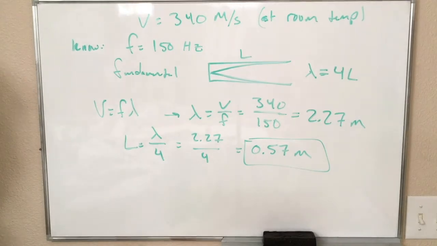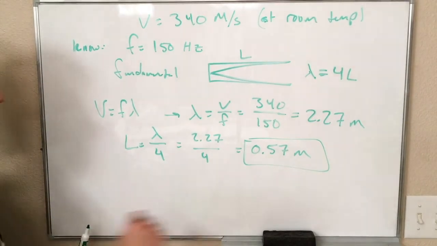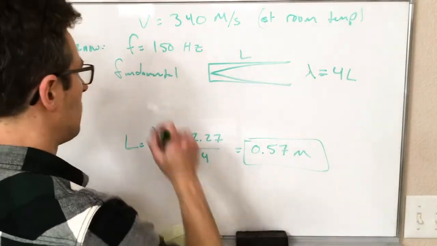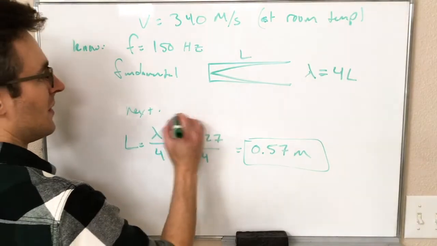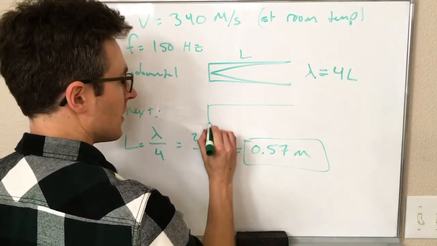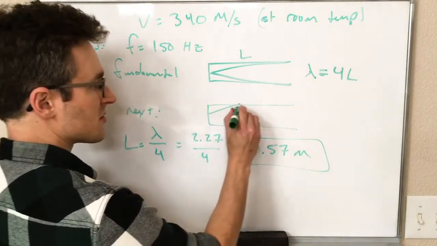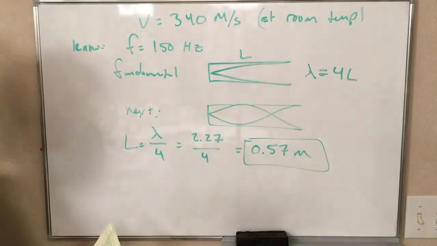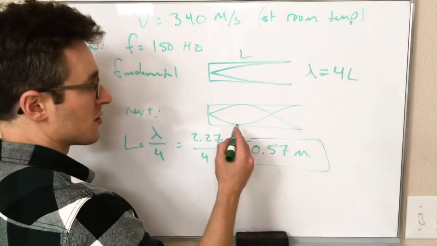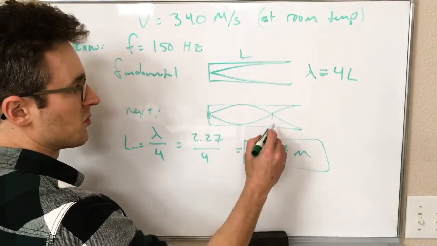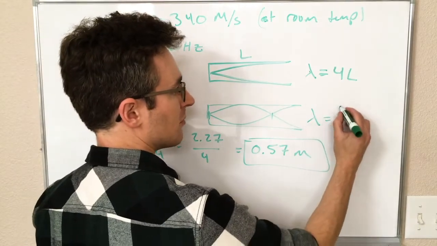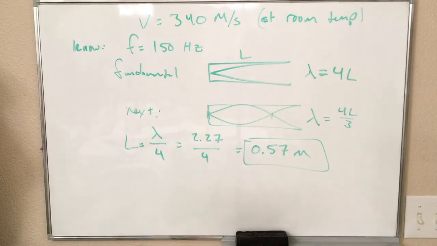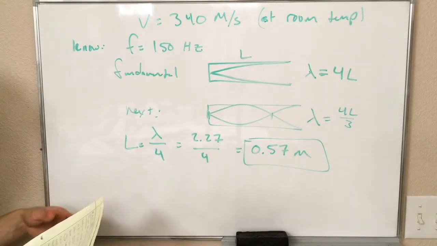The second part is, what is the frequency of the next harmonic? So the next harmonic is going to look like this. And again, it's good to be able to draw these from scratch in case you need to. So it looks like this. We also have an equation for this. I mean, we could figure it out based on the distance between the nodes, but we also could just write down lambda is equal to 4L over 3. And L here hasn't changed, right? So our L is still 0.57 meters.